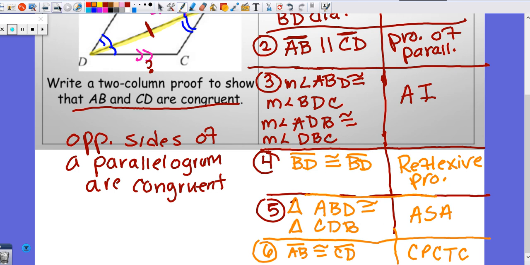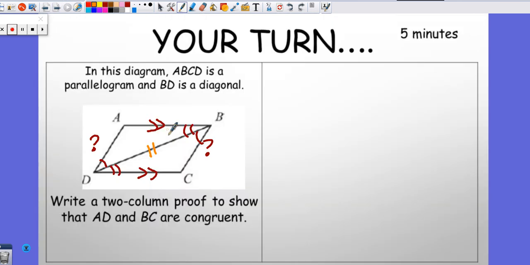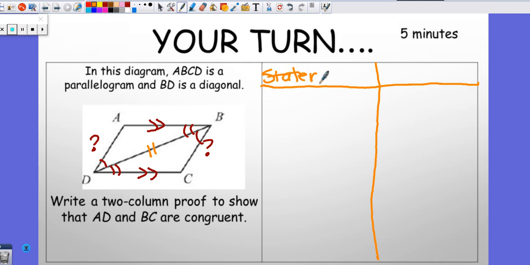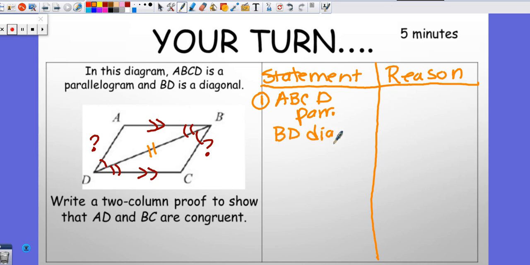Okay, sorry, babies. Let's jump back into this other one. So let's finish what we were marking up. We already know that they share this side. We have the alternate interior angle. So now we just write our proof. Statement. Reason. So number 1 is the given, and we're given that ABCD is a parallelogram, and I'm writing shorthand, and BD is a diagonal, and that is the given.